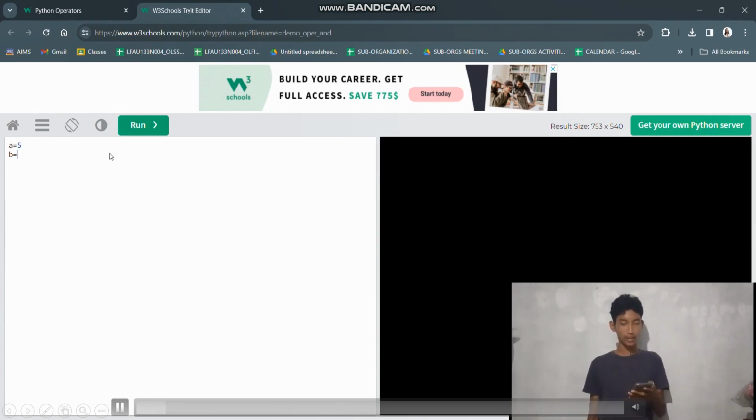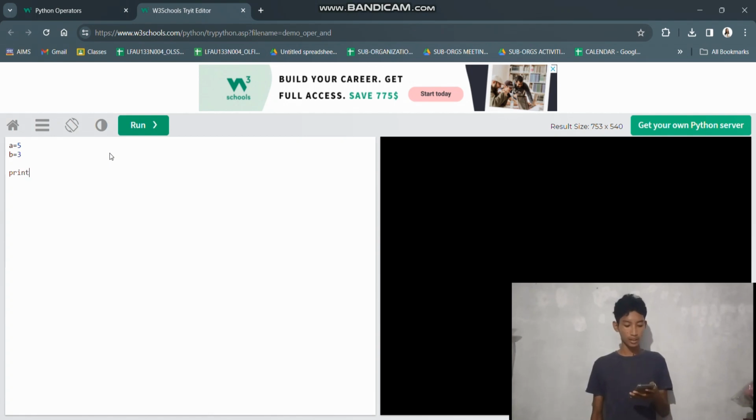For example, A is equal to 5, B is equal to 3. Print A and B. In this example, the binary representation of A is 0b0101. The binary representation of B is 0b0011. The AND operator performs a bitwise AND operation on each pair of corresponding bits. The result is 0b0001, which is 1 in decimal.